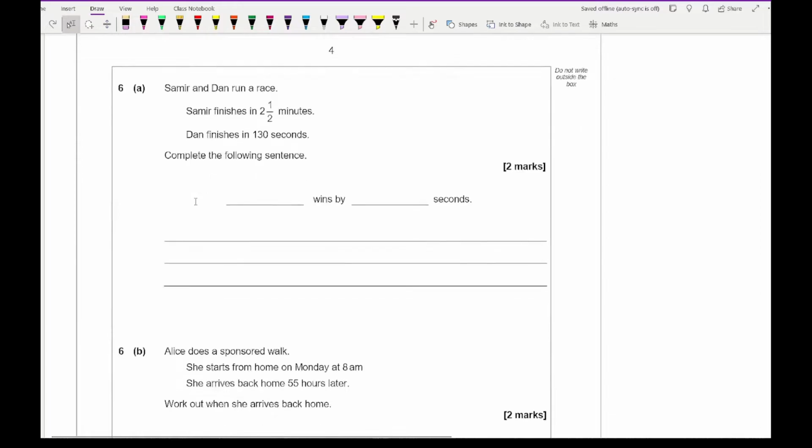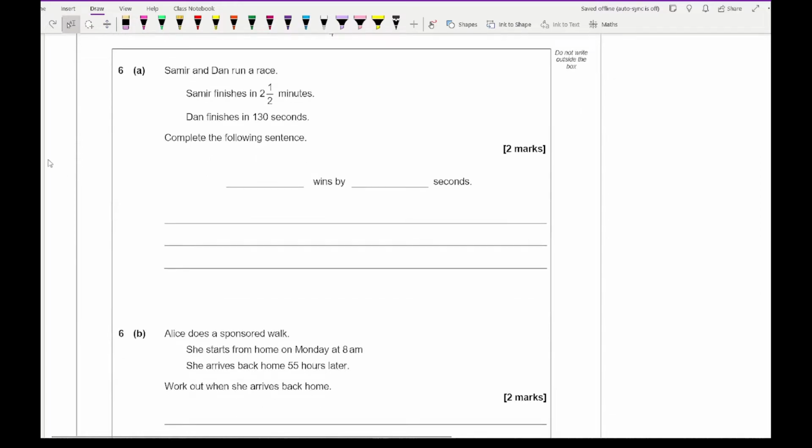Looking at question 6a, it says Samir and Dan run a race. Samir finishes in 2.5 minutes and Dan finishes in 130 seconds. Complete the following sentence. We need to say who wins and by how many seconds. Now what we need to do first is convert it so that they're both in seconds. So 2.5 minutes is 60 plus 30, which is 150 seconds. So then it's going to be Dan wins by 20 seconds.